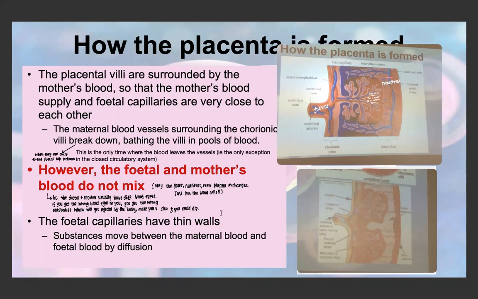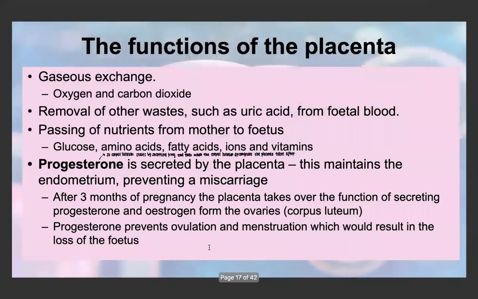The fetal capillaries have thin walls, as we said, only 1 cell thick, so that things can move by diffusion. The functions of the placenta are very important. Of course, one of the primary ones is gaseous exchange, so to exchange oxygen and carbon dioxide, to remove waste such as uric acid, so from urine, from the fetal blood, and to pass nutrients from the mother to the fetus, nutrients like glucose, amino acids, fatty acids, iron, and vitamins for the baby to grow and develop. Progesterone is also secreted by the placenta.